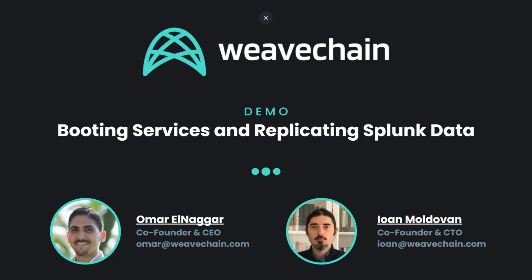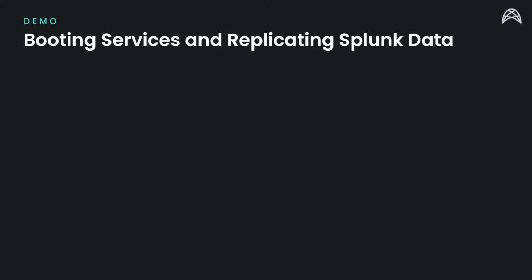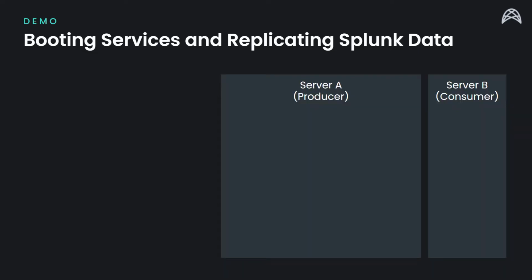Today, we're going to start the core components of an environment, and then watch Weavechain replicate the data and establish our blockchain network. We'll run a super simple scenario. We'll have two servers, A will be generating logs, and B will replicate them. We'll start PostgreSQL on A and MongoDB on B, to show two of the many database types that Weavechain supports.